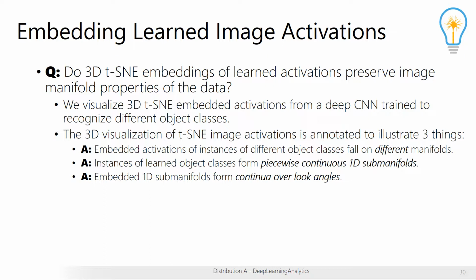To answer this question, we visualize 3D t-SNE embedded activations from a deep CNN trained to recognize different object classes, as we described previously. The 3D visualization of t-SNE image activations is annotated to illustrate 3 things. First, that the embedded activations of instances of different object classes fall on different manifolds. Second, that instances of learned object classes form piecewise continuous 1D submanifolds. And third, that embedded 1D submanifolds form continua over the look angles.